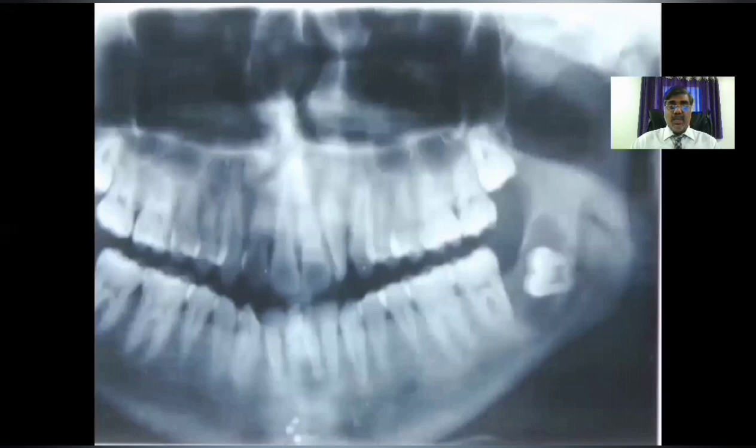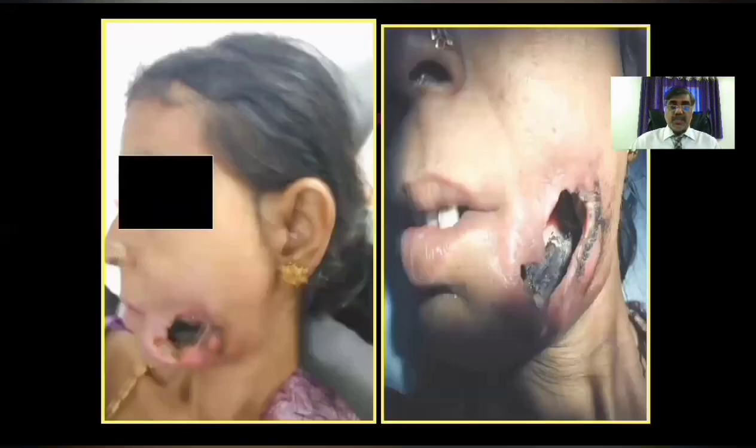Now let me show you some examples. Here is a panorama where you can see an impacted third molar and there is a pericoronal radiolucency. But look at the margin. The margin is well defined and corticated. That means it is a slow growing pathology. Most probably it will be a cystic lesion or a benign tumor.